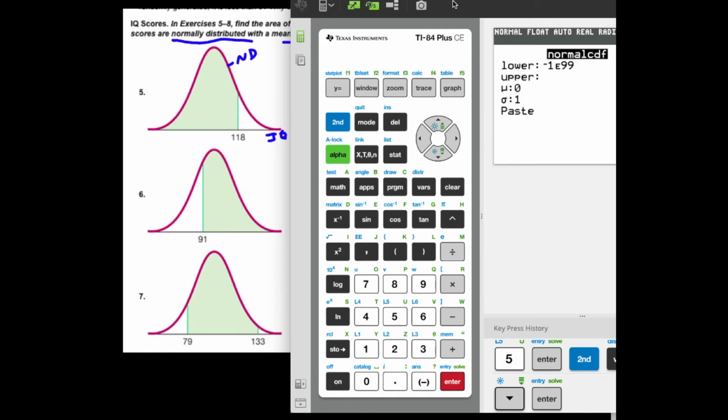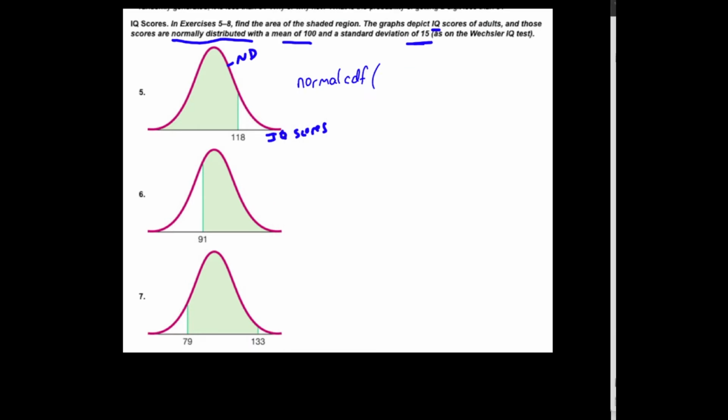Now, not everybody has the fancy calculator. So if you don't have that, the order in which you input your values would be lower, upper, and now mean and standard deviation. So now you're adding these two at the end. If I want to do this particular situation, normal CDF, the lower bound is negative infinity. And when we have a lower bound of negative infinity, we don't have negative infinity to represent that, so we just use a big, large negative number, comma. The upper bound, what is the rightmost value that separates this area from the rest? 118.